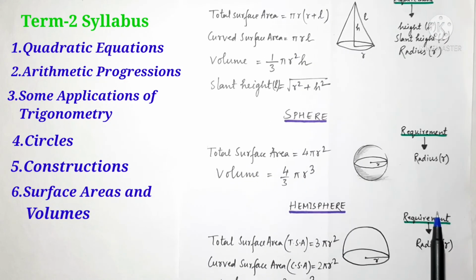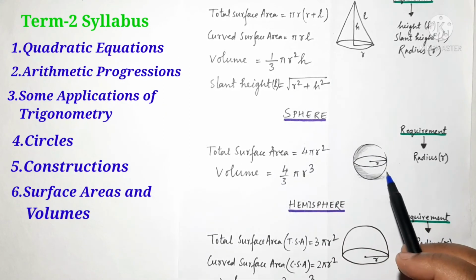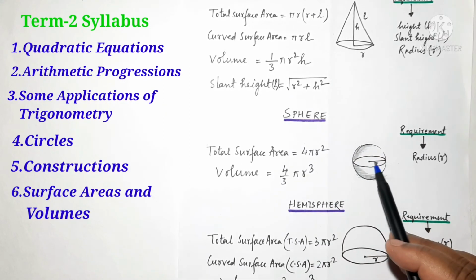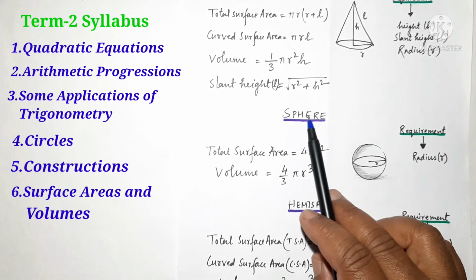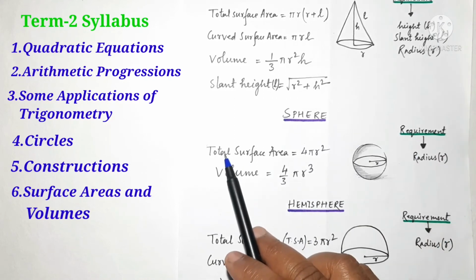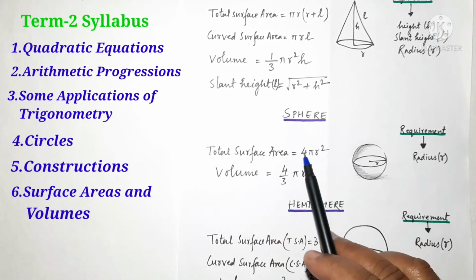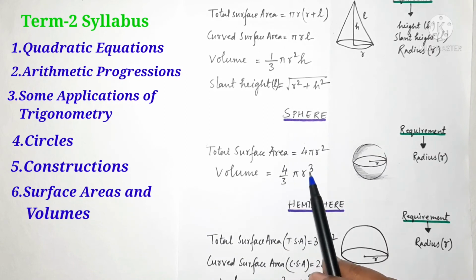Now the next shape is sphere. This looks like a sphere. In a sphere you can see there is r, only the radius. So if you want to solve sphere related questions, your requirement is only radius. Now total surface area of sphere is 4 pi r square, and volume is 4 by 3 pi r cube.